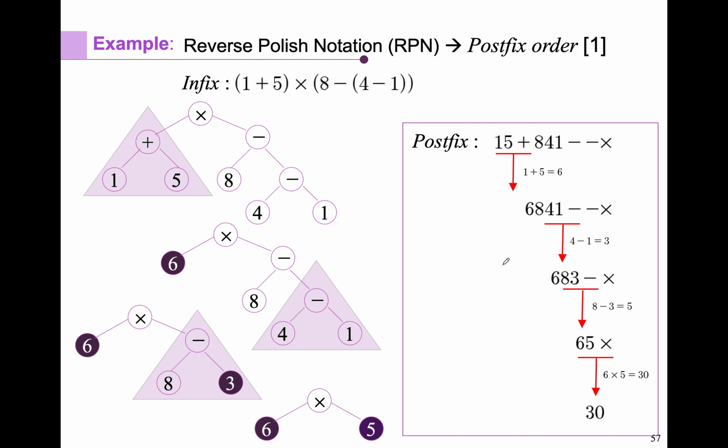And why do you need that? Is it similar? When you have this one, you have 6 multiplied by this one, which is 8 minus 3, 6 times 5. You will get 30. So from that 30, are you going to get a similar result using your postfix?